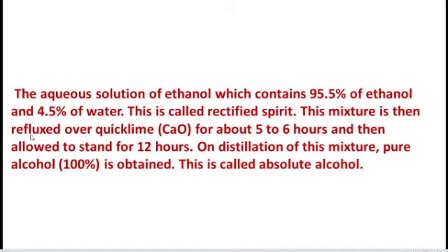This mixture is then refluxed over quicklime, that is in the presence of calcium oxide. Quicklime is also called calcium oxide. This rectified spirit is refluxed over quicklime for about 5 to 6 hours and then allowed to stand for 12 hours. On distillation of this mixture, pure alcohol, that is 100%, is obtained. This is called absolute alcohol.